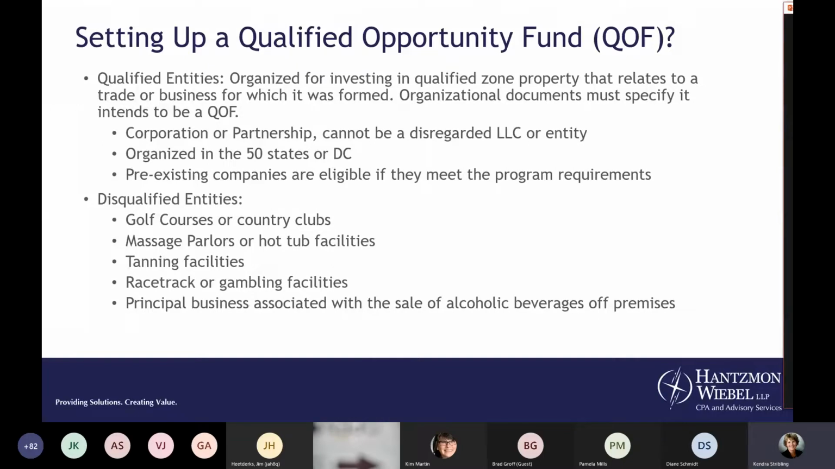Entities must be a corporation or partnership. They cannot be disregarded LLCs or entities and must be organized in the U.S. Pre-existing companies are eligible if they meet certain program requirements. There are also several disqualified entities clearly mentioned in the regulations, such as golf courses or country clubs, racetracks, gambling facilities.